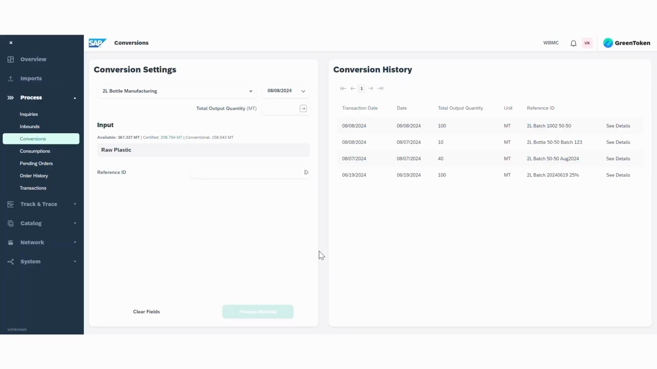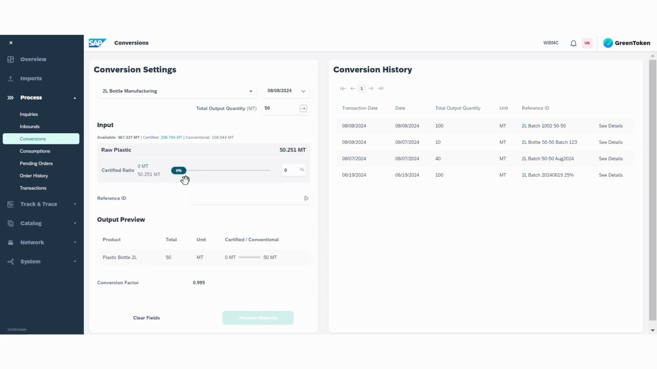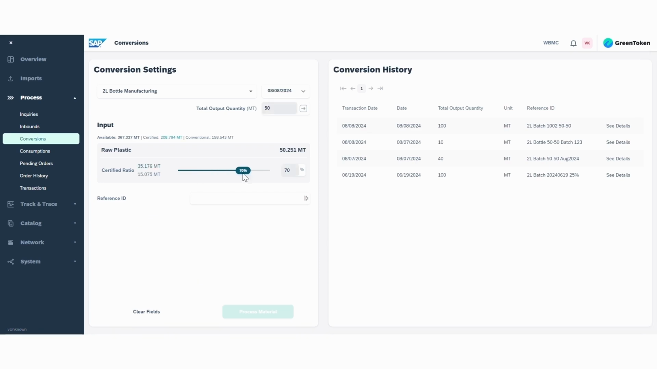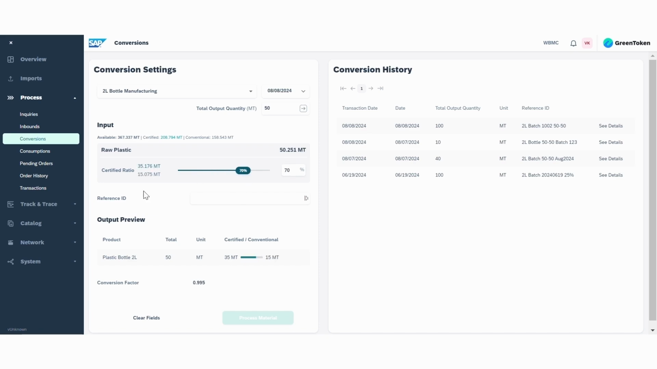The next step is conversions. This is where we can model the production process. Normally, a production order would trigger this, but we can also trigger this manually. And let's produce 50 metric tons of the 2-liter bottle. Here we can choose what distribution we want. Do we want to use any of the sustainable materials that we have, and in what proportion? So let's use 70% certified stock, and the rest would be conventional.